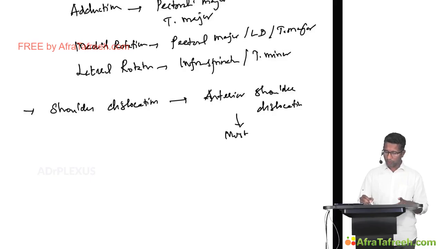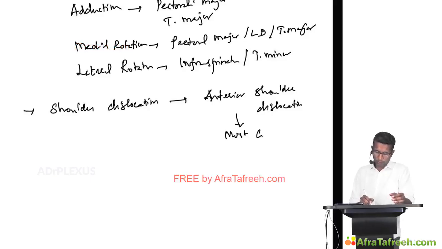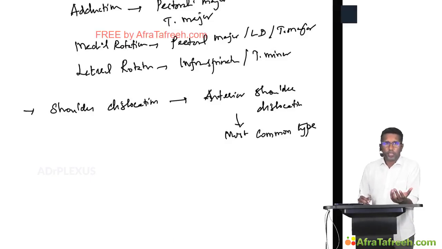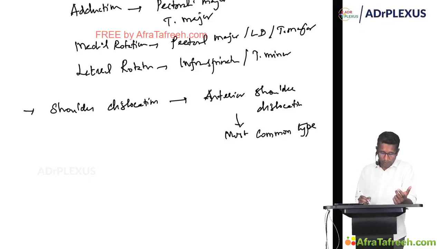I am not going into the details of shoulder dislocation. The other types of shoulder dislocation are posterior and inferior shoulder dislocation.